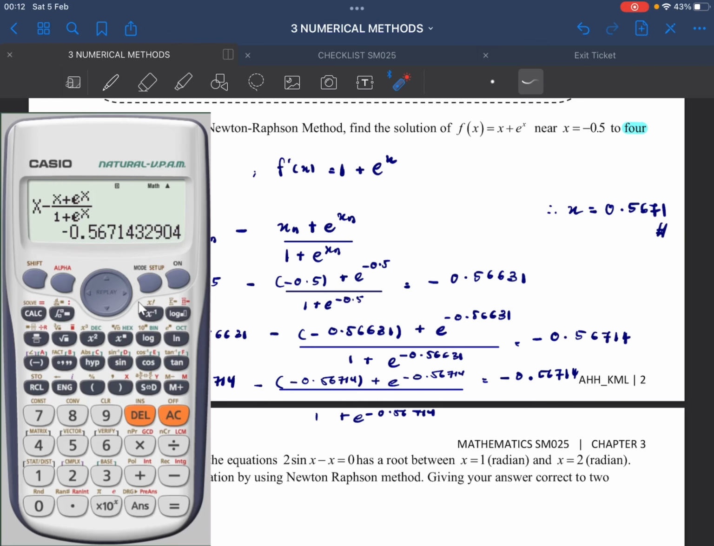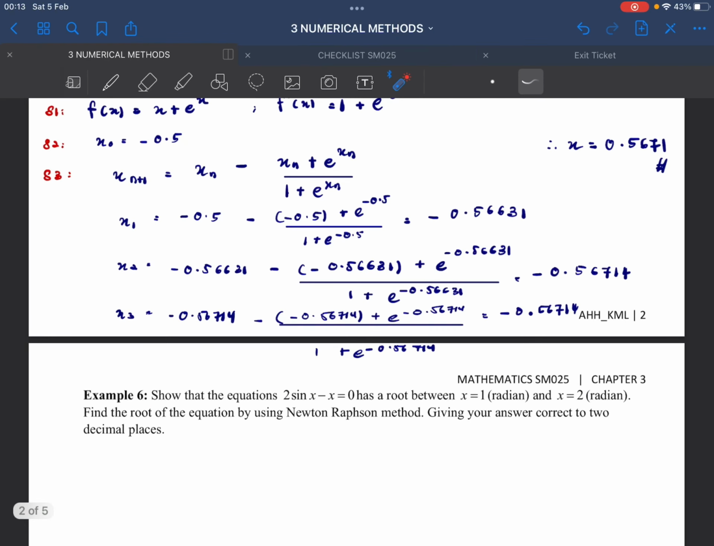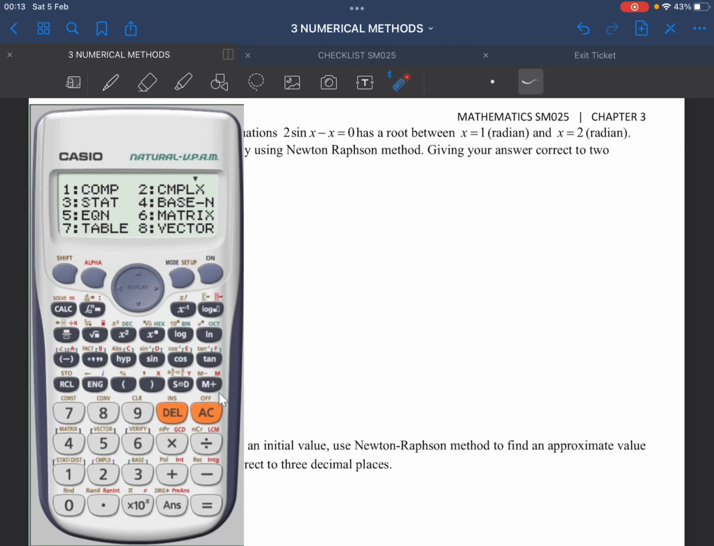Okay, so you can use your calculator, but remember that you have to show 2 steps of substitution must be shown. Okay, so let's try one more question. Example 6 here. Question said, show that the equation 2 sin x minus x equals to 0 has a root between x equals to 1 and x equals to 2 in radian. Okay, the first thing that you have to do is make sure your calculator in radian mode.